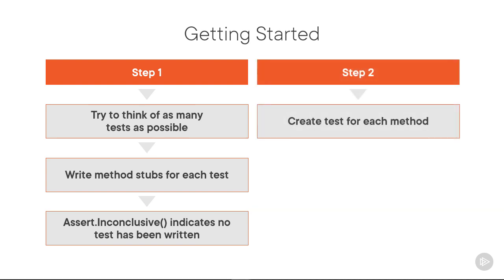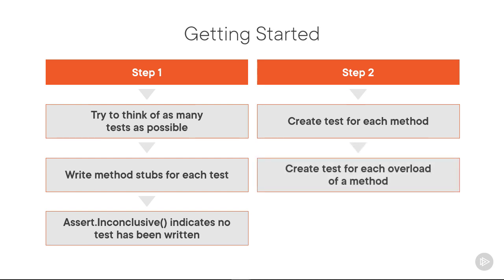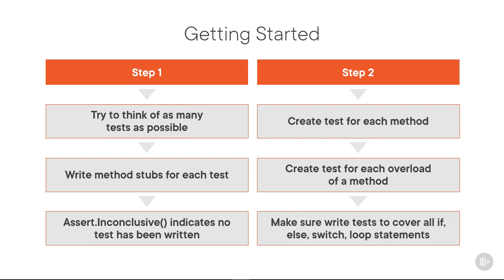So step two then is we create the test for each method, and we create the test for each overload of that method too. So if we had other overloads of that file exists method, we would create tests for each one of those as well. And also now we had an if statement in there, so we want to make sure we write tests to cover all the if, else, switch, loop, any type of statements like that. We also want to make sure we're covering in our tests.